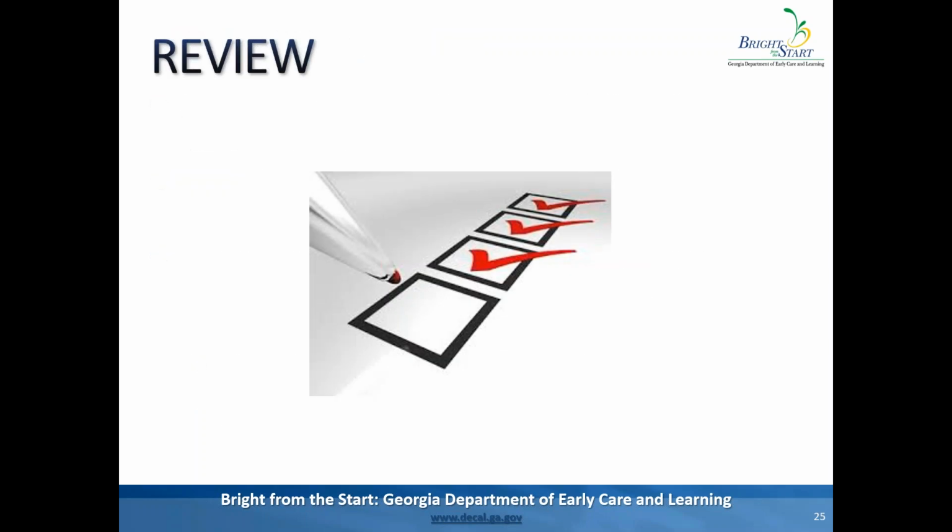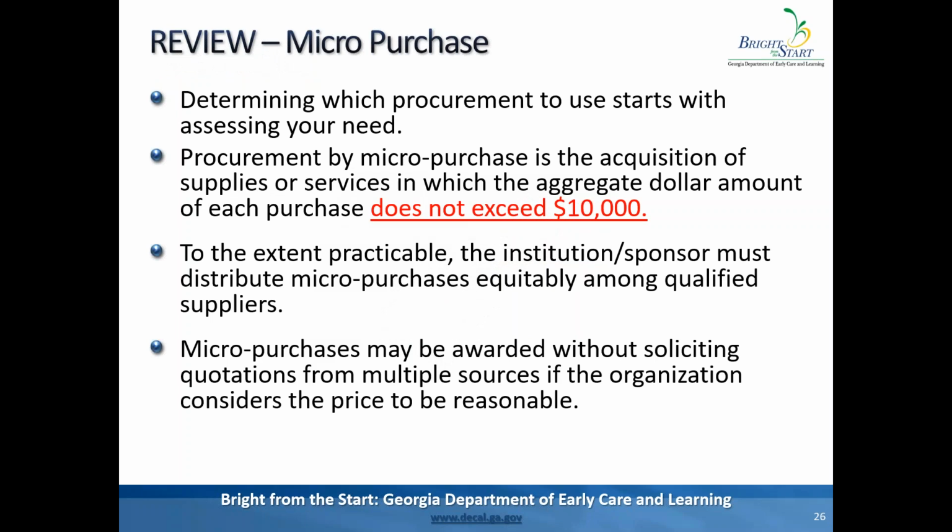So for a quick review, when determining which procurement to use, you always want to start with assessing your need. Procurement by micro-purchase is the acquisition of supplies or services in which the aggregate dollar amount of each purchase does not exceed $10,000. To the extent practical, the institution or sponsor must distribute micro-purchases equitably among qualified vendors, so you must rotate the vendors that you use. And if you are unable to rotate those vendors, there must be documentation found within your weekly purchases, your monthly purchase, that explains why you are unable to rotate those purchases.